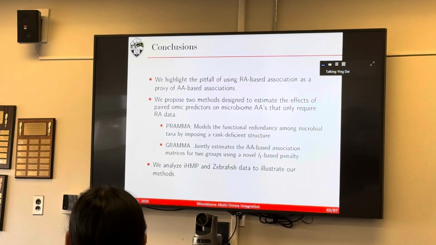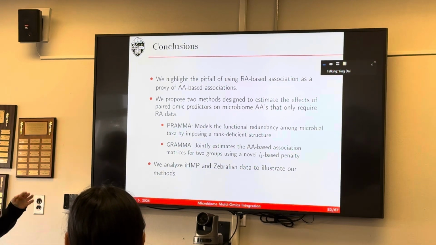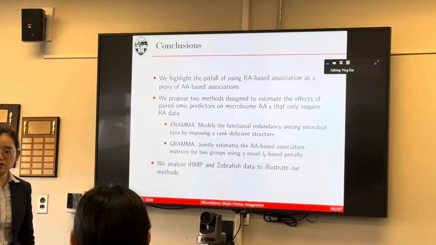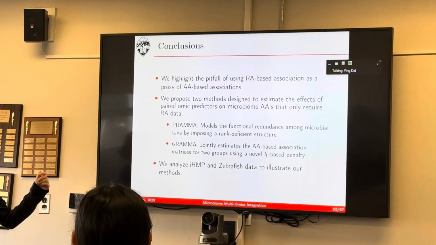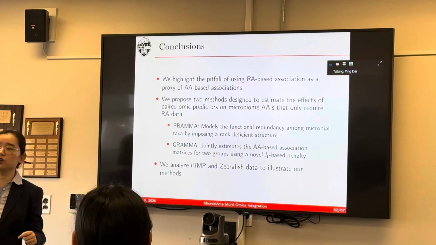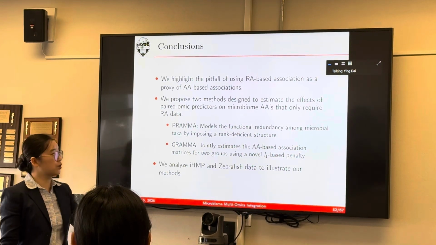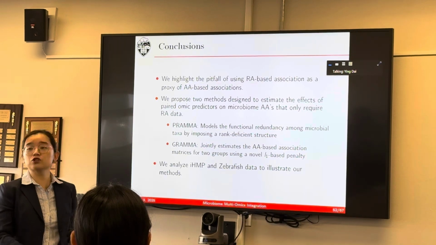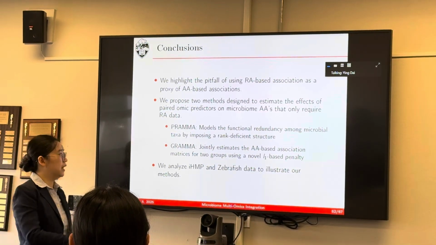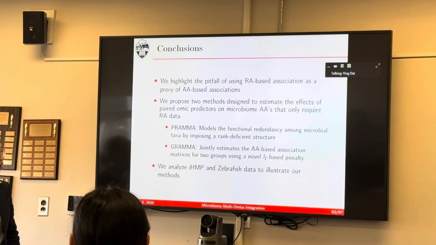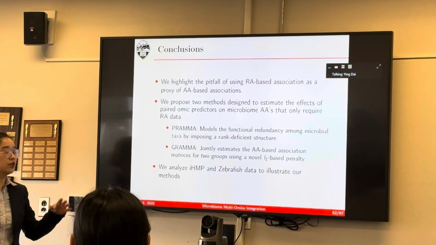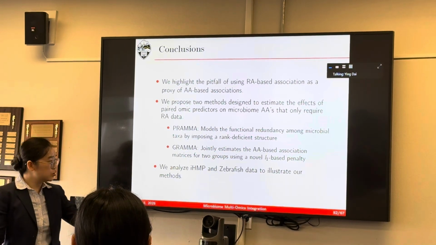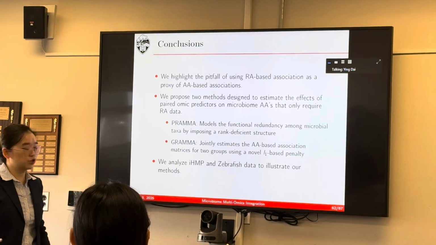So for the conclusion of this defense, we first highlight the pitfall of just using the RA associations to approximate the AA-based associations, and we come up with two models that try to deal with that problem, using IA data. For the first project, we introduce rank-deficient structures to capture the functional redundancy of the microbiome. For the second project, we use the L1 penalty to see the two groups' association difference. And then we analyzed IHP data and zebrafish data to illustrate our methods.